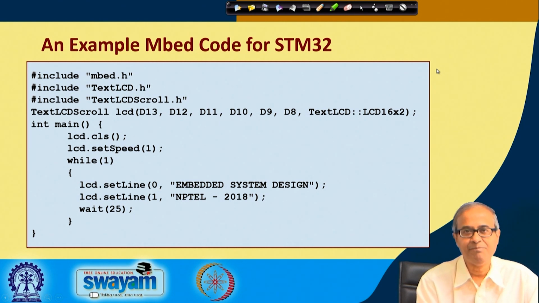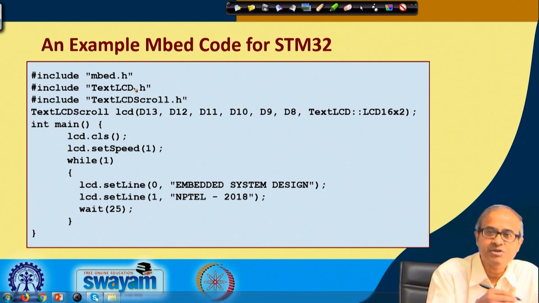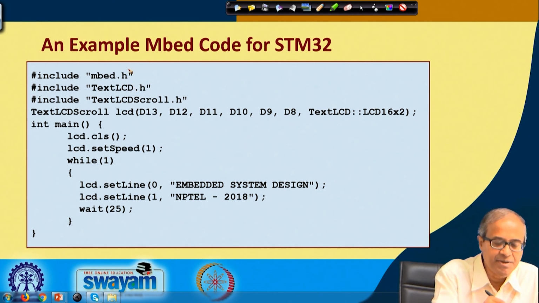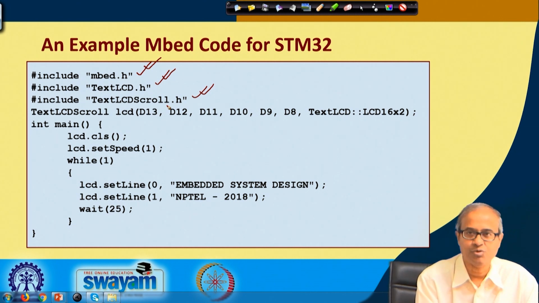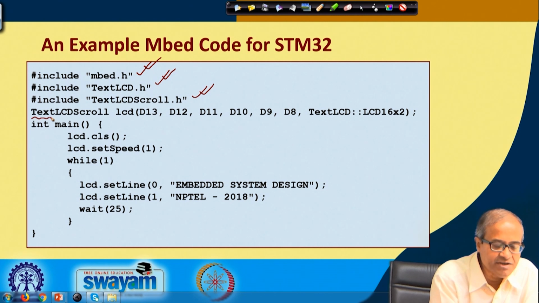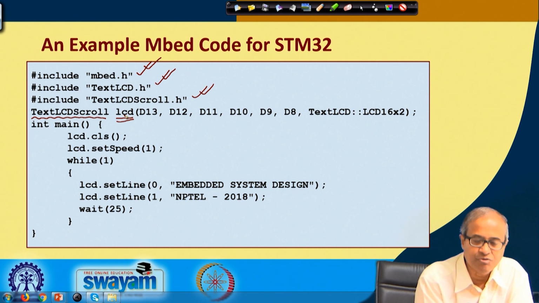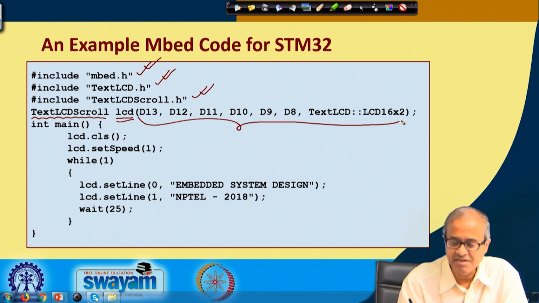This is a sample embed code to display some characters. You see, at the beginning you have to include some headers, because you are using the embed programming environment. Embed.h is mandatory, you have to include this, and these are the two additional libraries you are using, text LCD and text LCD scroll. As I told you, you have to create an object of type text LCD scroll. You give a name, LCD is the name, you can give any other name if you want, and these are the 7 things you specify.